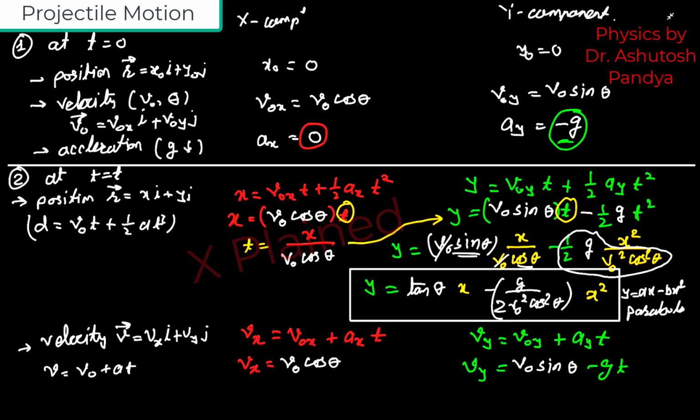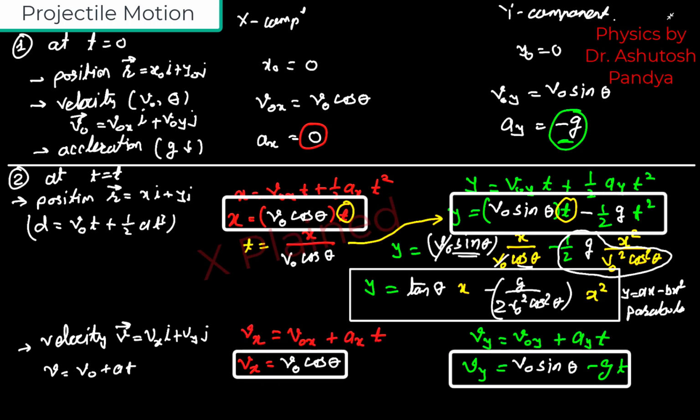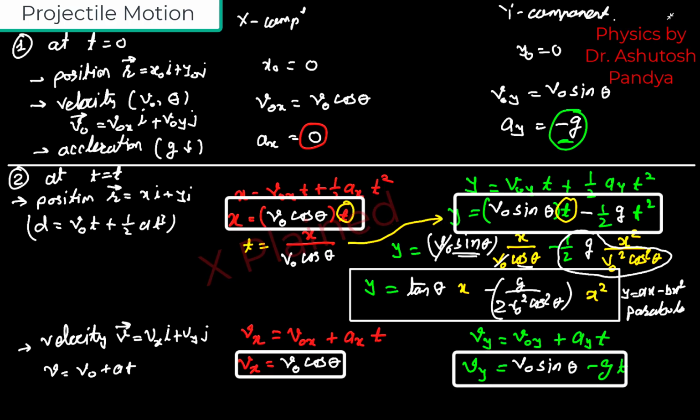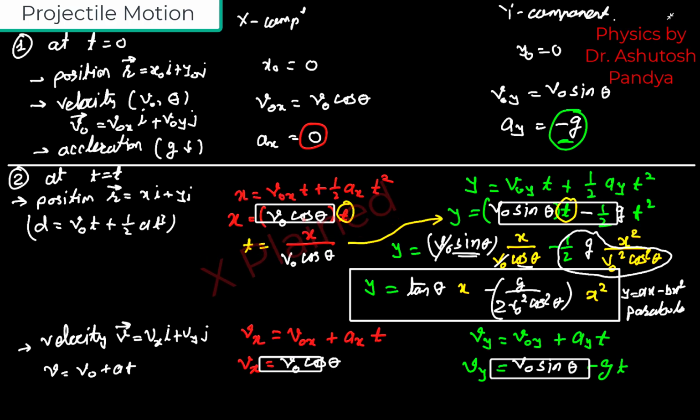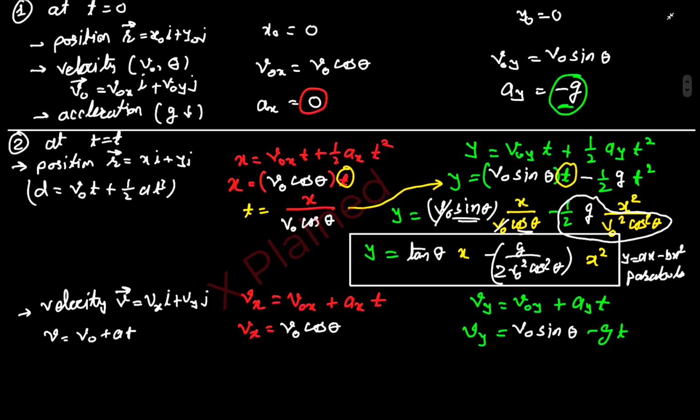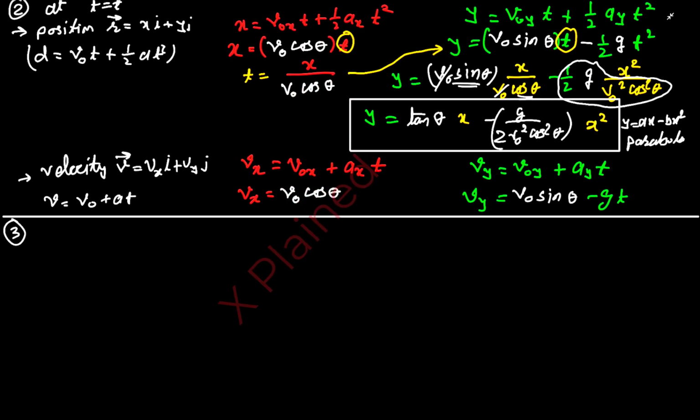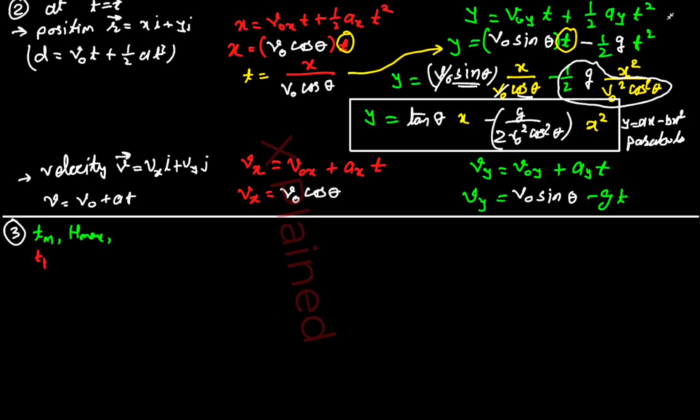So here we complete our second phase. We get all required equations to describe projectile motion. Okay. Now let's move to the third phase. In this phase, we'll try to find out time to achieve maximum height, time of flight, and range. So let's begin from time to achieve maximum height. So we have to consider t equal to tm.